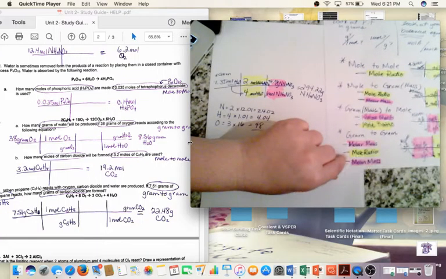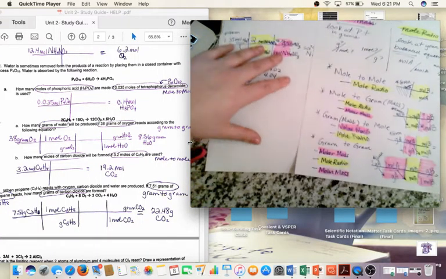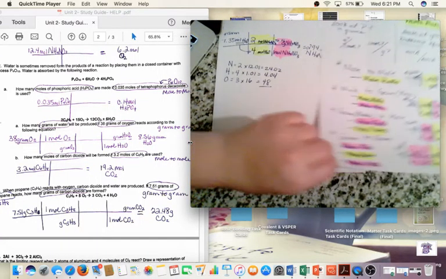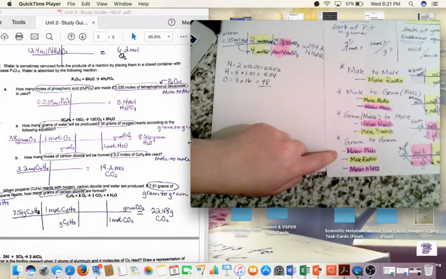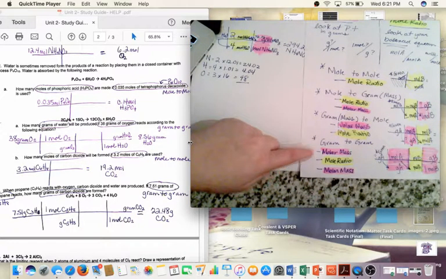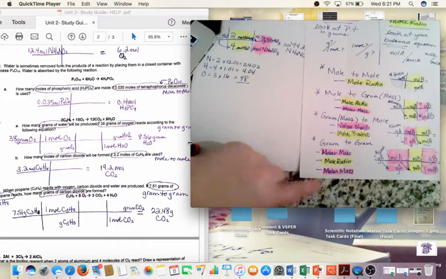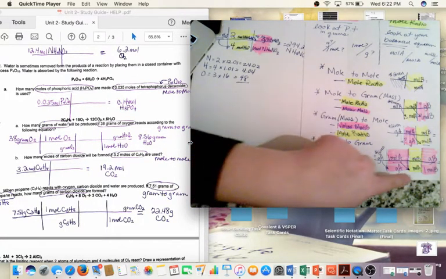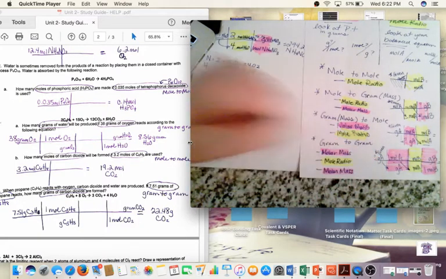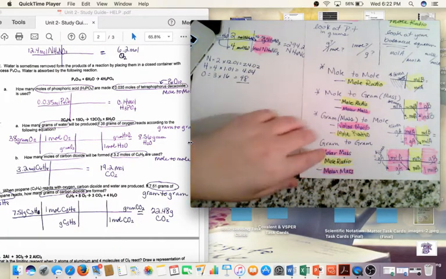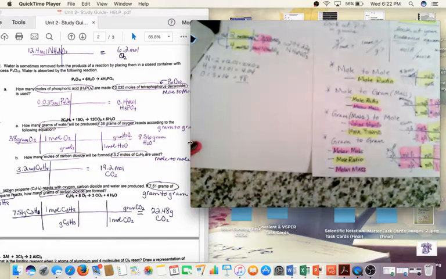So for the next one, the gram to gram, the first step is going to be the molar mass of our given, then the mole ratio, then the molar mass of our desired. And it's going to be set up with 3 T's, the 3 T chart.